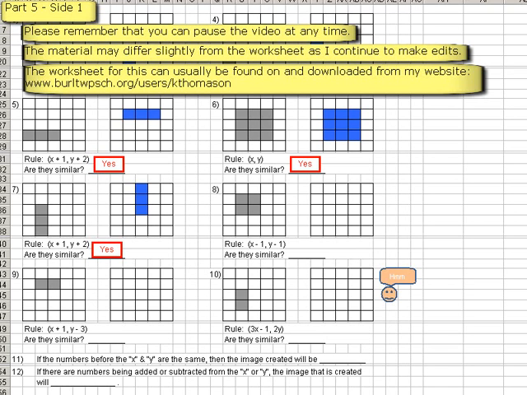This is the video tutorial for part 5, side 1, starting with number 8. Again, we're applying these rules to the original shape to create its image.